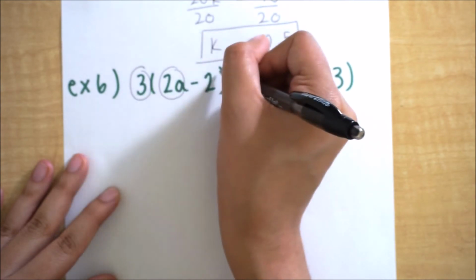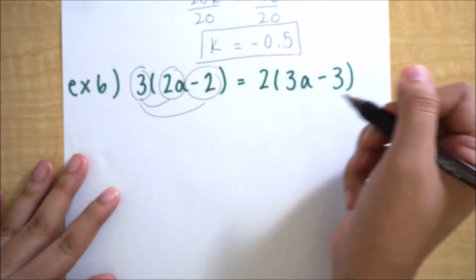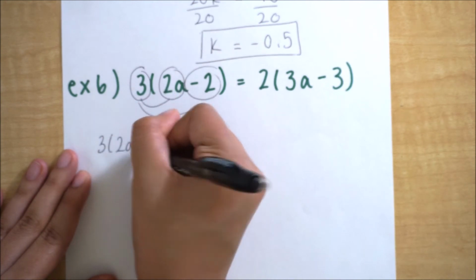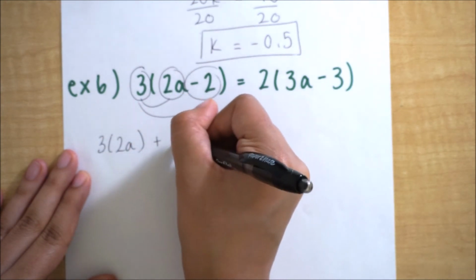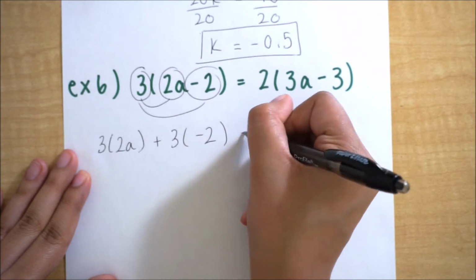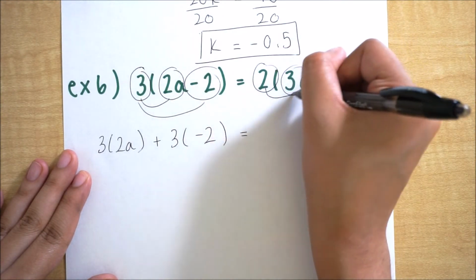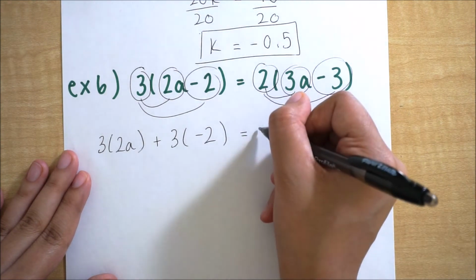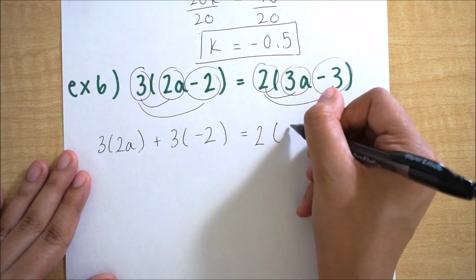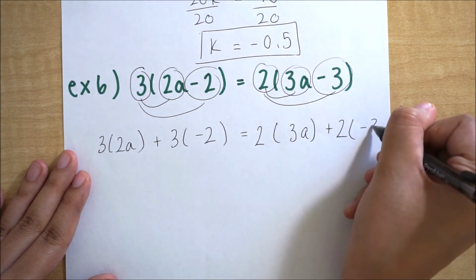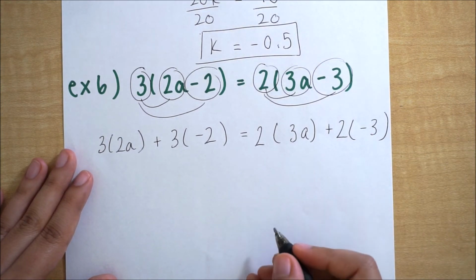So let's go ahead and go to example 6. We created our bubbles and we have to distribute it in. So 3 times 2a plus 3 times negative 2. We will worry about the signs later. Then we have created our bubbles for the right side. So we do 2 times 3a added to 2 times negative 3. Now we will simplify down.